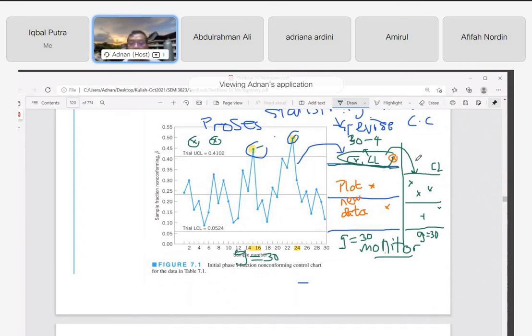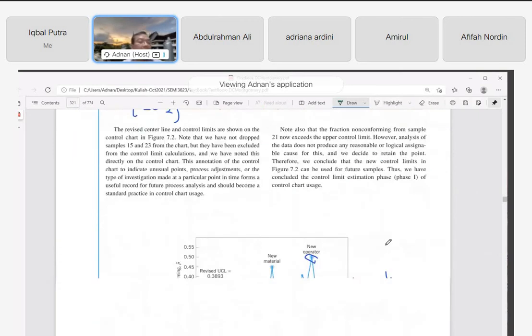30 is a good number. But if you say 30 is too many, let's say you start with 20, g equals 20, that also works. But this is the minimum number, 20. Over here also g equals 20, meaning you still have to collect 20. But when you revise, you remove whatever number is outside. It could be 3, it could be 4. So 20 minus 4 becomes 16. But it is a small number. The more data, the better.